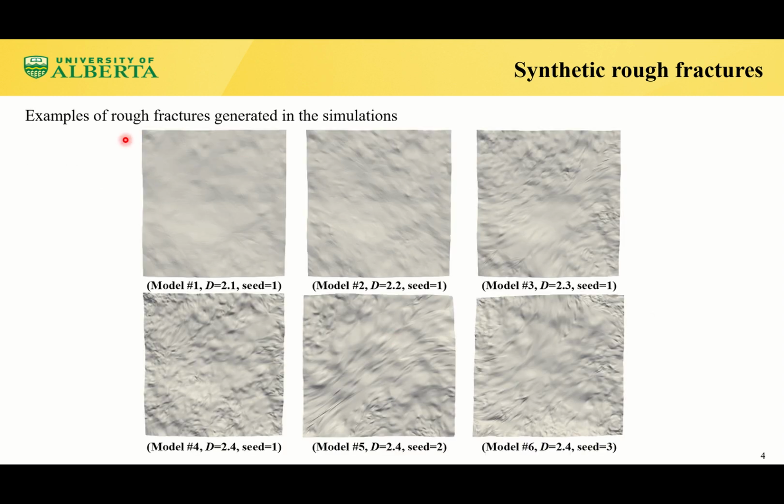This shows examples of rough fractures generated in the simulations. There are a total of 6 models. Model 1, Model 2, Model 3, and Model 4 have the same random number seed, 1, but different fractal dimensions, 2.1, 2.2, 2.3, and 2.4. Model 4, Model 5, and Model 6 have the same fractal dimension, 2.4, but different random number seeds, 1, 2, and 3.